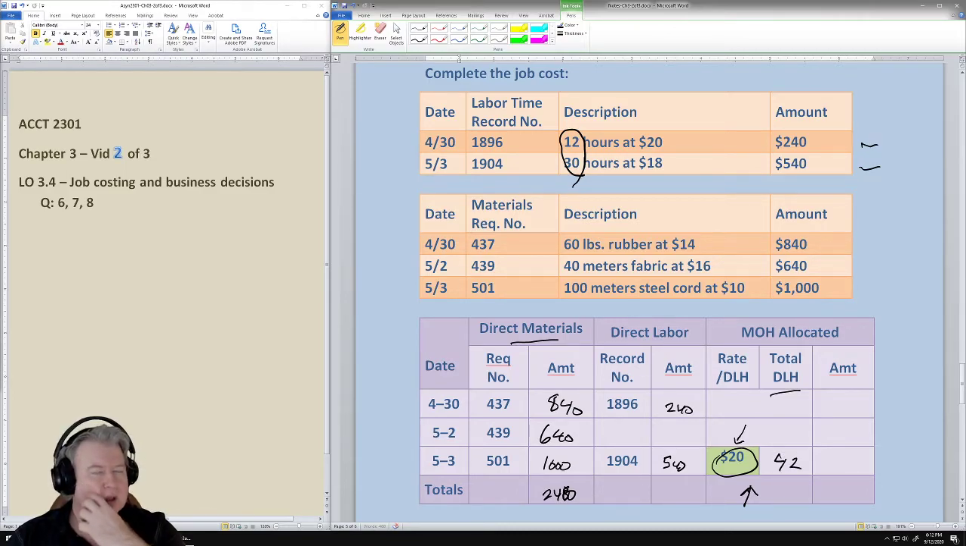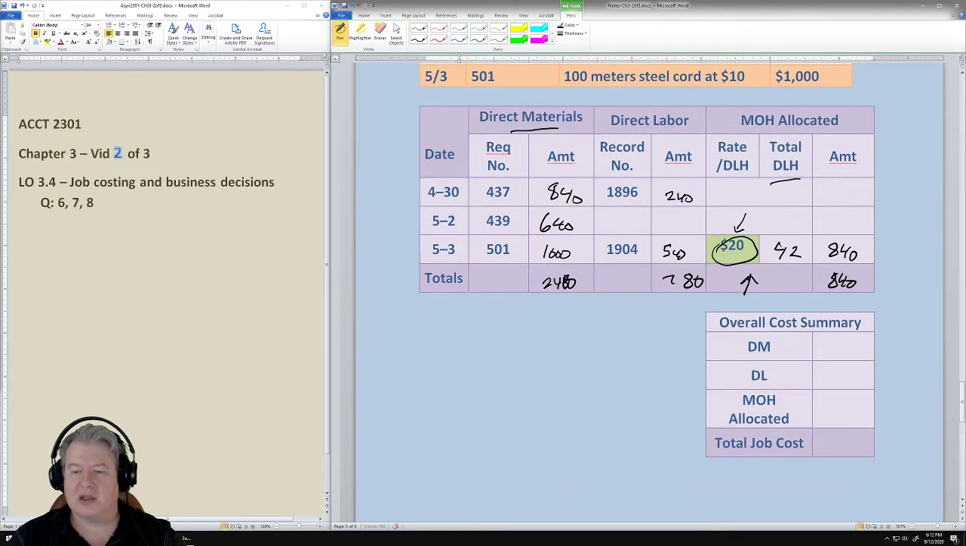And remember, this is for every hour of direct labor, we believe that there's an additional $20 of manufacturing overhead. That's our best guess. So we would multiply that out, and that would be 840. And this column ended up being 780. So here we've got direct materials, direct labor, and manufacturing overhead.